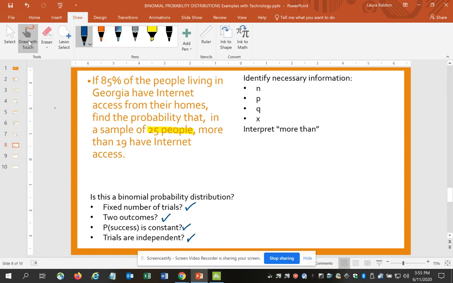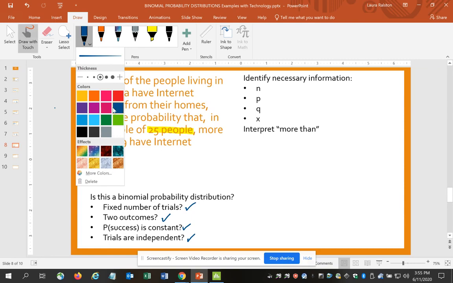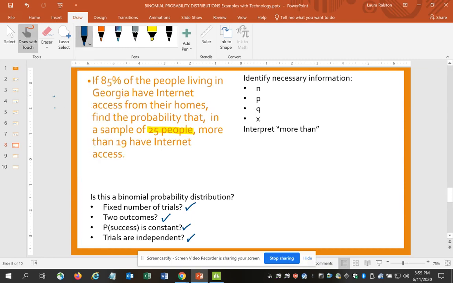Okay, so N, let's try again. N is 25. P is 85% or 0.85. Q would be 1 minus P, which would be 15% or 0.15. And X here is 19.